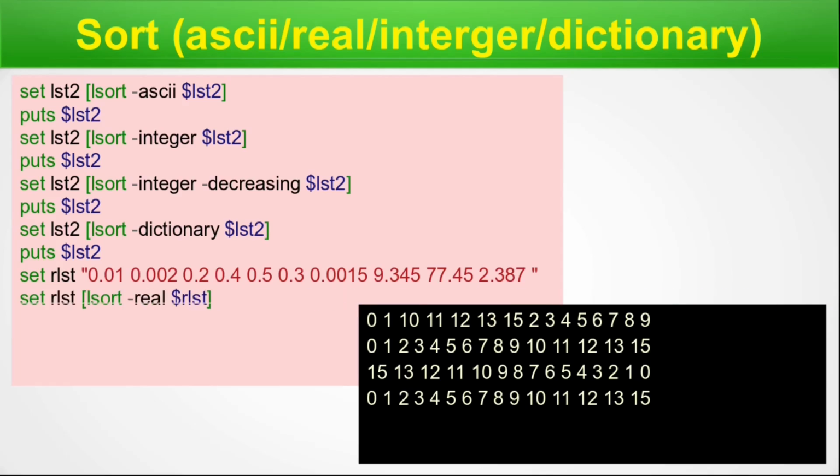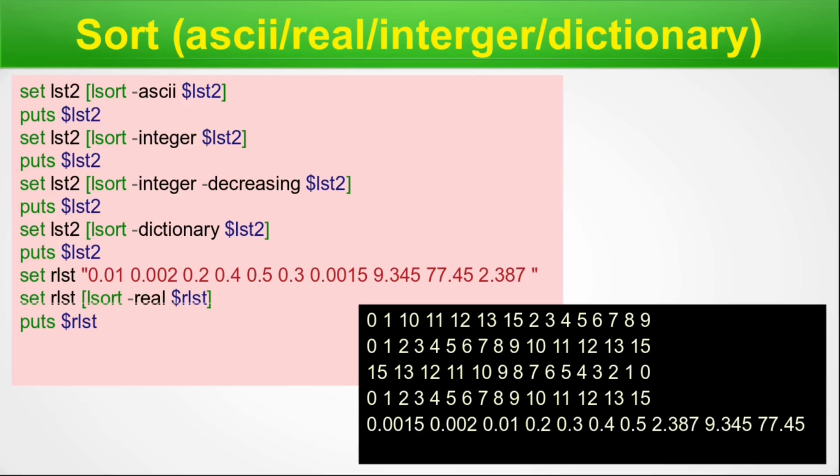For sorting this, we have to use the dash real switch with the lsort procedure, and we are saving it back into the original list, and then we are echoing. So we can see that the real list has been sorted as per the real number: the smallest real number has come first, then the bigger one, then the bigger one. You can understand this value by value. So it goes on, and the highest real number is at the last.